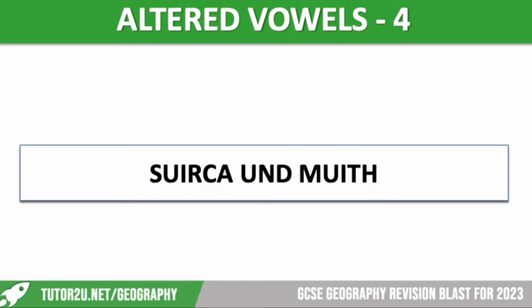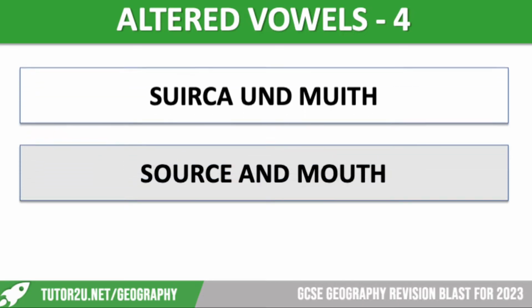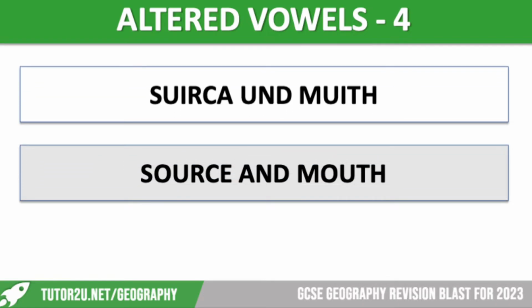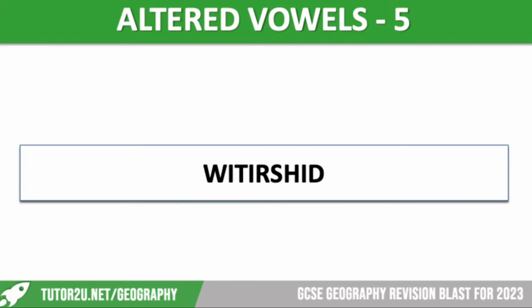So let's move on to a slightly easier one. So we've got the extremes of a river here. Hopefully you've been able to see this one straight away. This is source and mouth. So the source is where the river starts its journey, so it tends to be up in highland. It's normally very small. The mouth is where it reaches the sea.